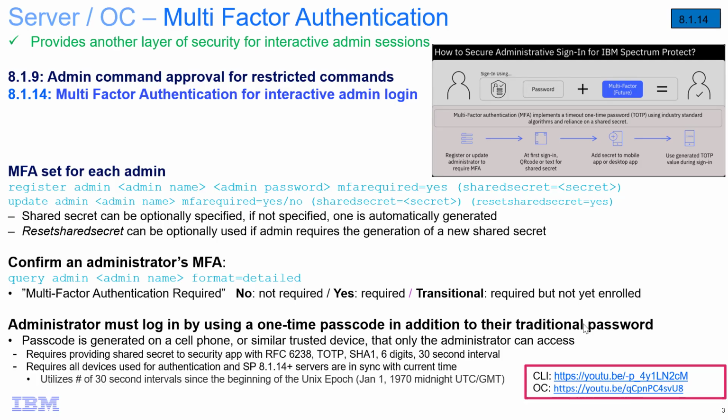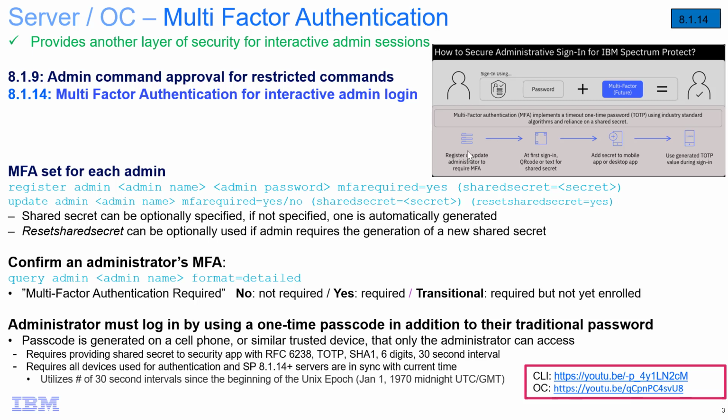The first new feature is multi-factor authentication for interactive administration sessions. Back in version 8.1.9, we introduced the ability to require administrator approval for restricted commands. And in this version, you can now optionally add to that multi-factor authentication for the interactive admin logins. You can also utilize multi-factor authentication without having turned on the command approval for restricted commands. The multi-factor authentication implements a timeout one-time password using industry standard algorithms and is reliant on a shared secret.